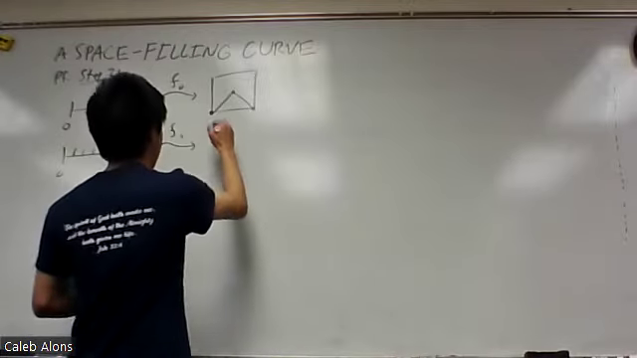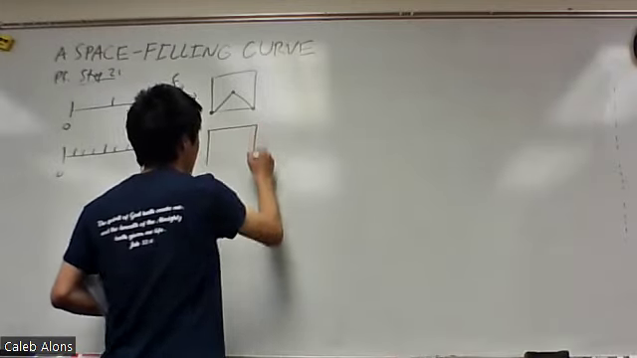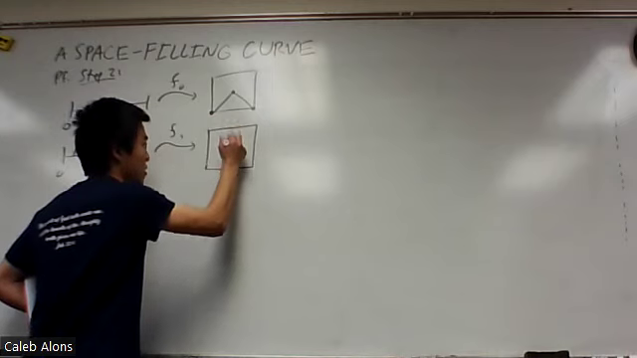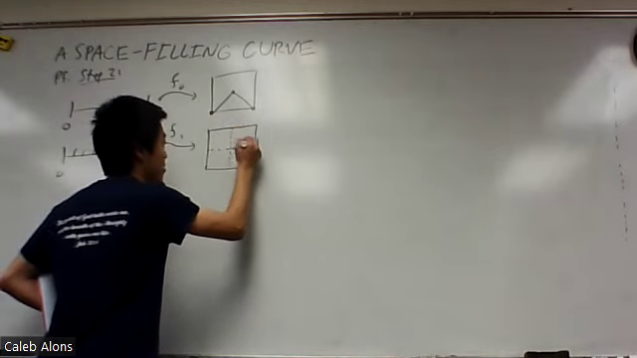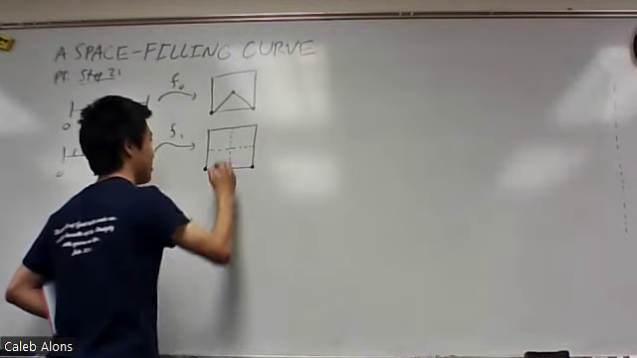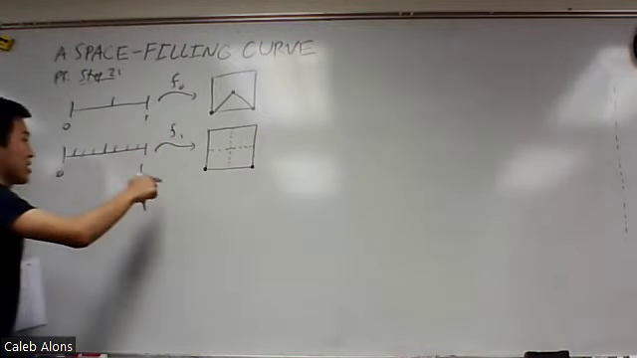And so F1, I'm applying the operation. Here's my square again. Let's see how much space we actually fill. So cut it up, and I'm starting here, ending there. But now I've made it more complicated.